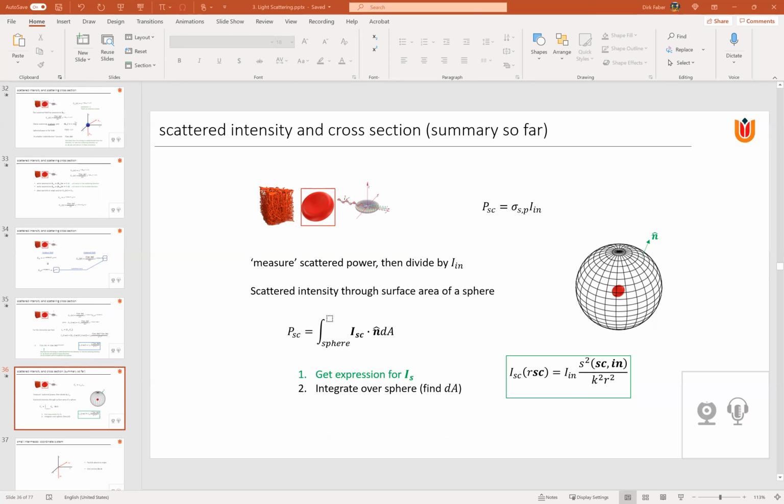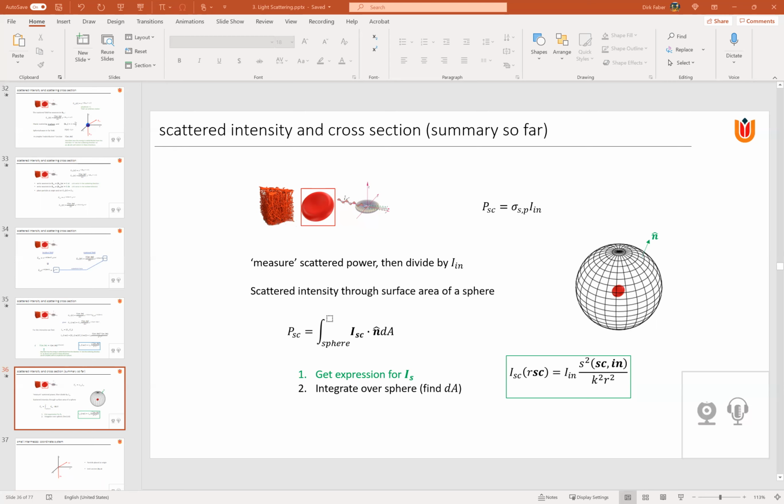Let's run over it briefly. So we started out with the general expression from the definitions of the scattered power being equal to the scattering cross section times the incident intensity. The goal was then to measure numerically the scattered power and divide by the incident intensity, then we would have an expression for the scattering cross section.